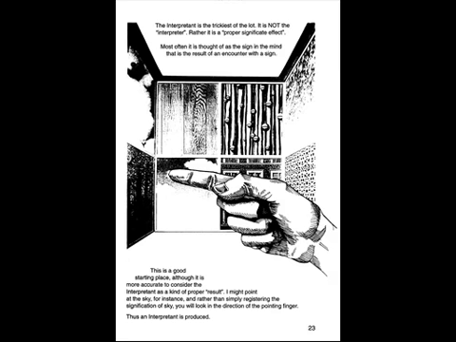Here's a page from that PDF. The interpretant is the trickiest of the lot. It is not the interpreter, rather it is the proper significant effect. So they're saying what I'm saying in a far trickier way. It is a good starting place, although it is more accurate to consider that the interpretant is the kind of proper result. I might point at the sky, for instance, and rather than simply registering the signification of the sky, you may look at the direction of the pointing finger, thus the interpretant.